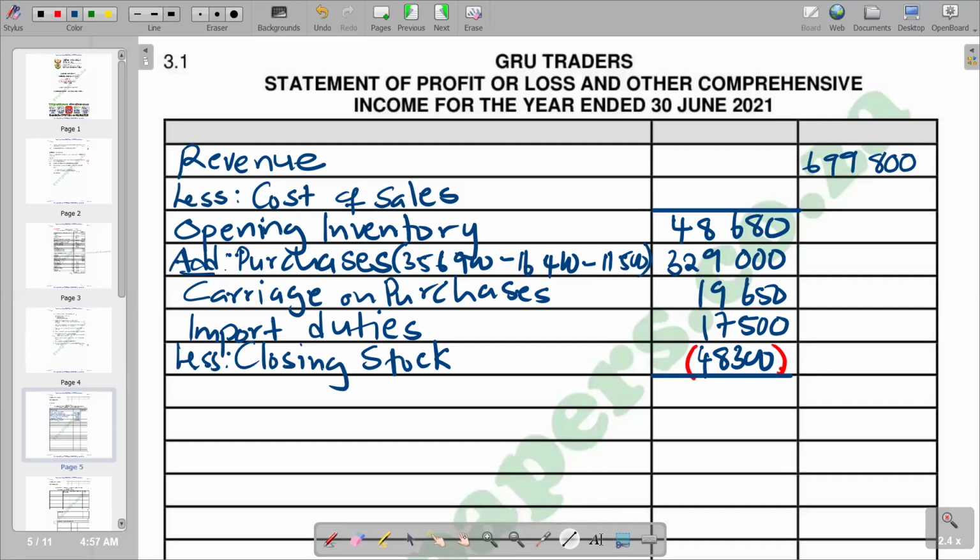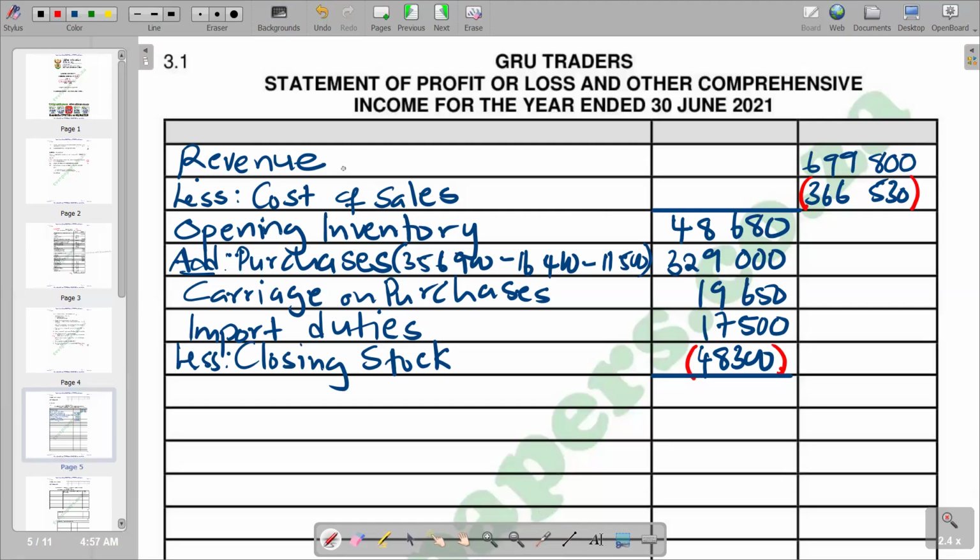So this is what we have. So obviously, by saying 48,680 plus 329,000 plus 19,650 plus 17,500 minus 48,300, you get the net figure of cost of sales, which is supposed to come here, 366,530. So we are saying 366,530. And again, this figure we're saying less here. So you can show by putting brackets that we are subtracting. So this is what we have.